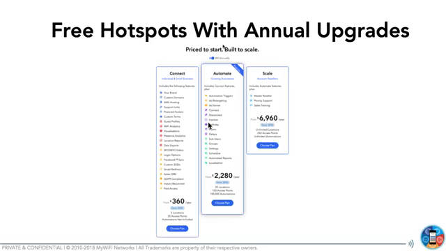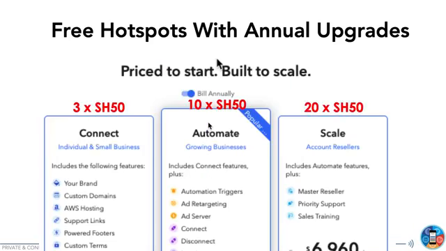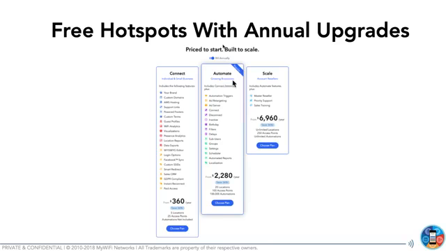Keep in mind, when you upgrade to these annual plans, you're going to get free hardware as well. So 3 SH50s with the Connect, 10 SH50s with the Automate annual, and 20 free with the Scale plan. So, when you think about this from a monetary standpoint, let's say you upgrade to the annual plan for $22.80. So first of all, you're saving $36 or $110 a month on the plan.